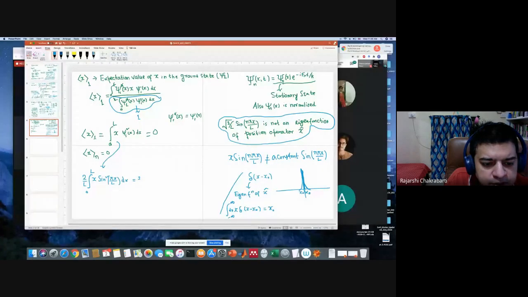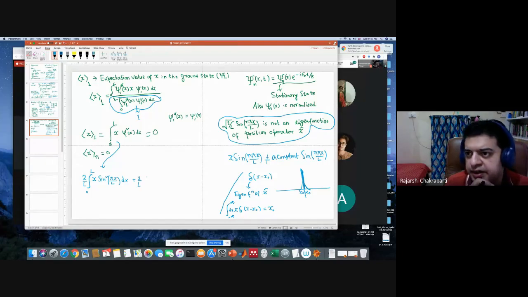And how do I do this integral? Any suggestion? If you have any suggestion, please tell me. Any suggestion? How do you do this? Write it down in the chat box.